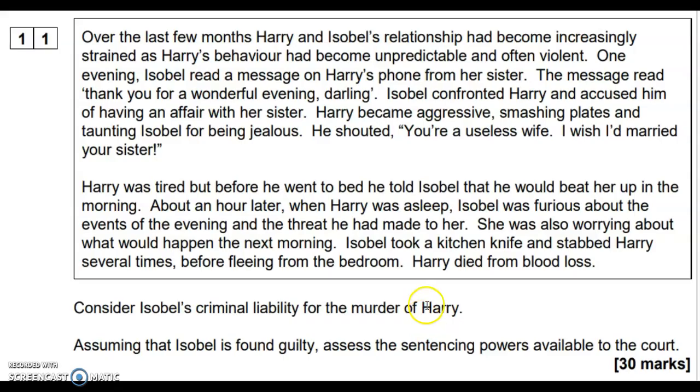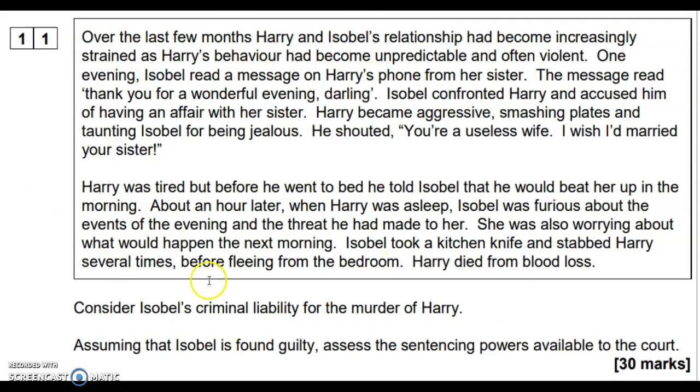But first of all, we need to consider the offence of murder. So you would identify, define, explain, and apply the law on murder. I do have some other videos on my channel to help you with that if you want a recap on precisely how to do that.